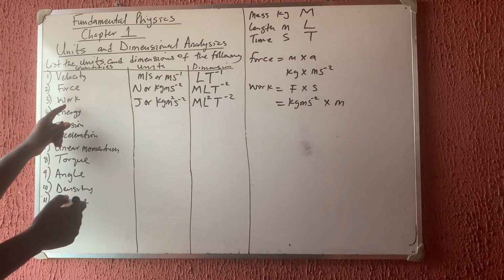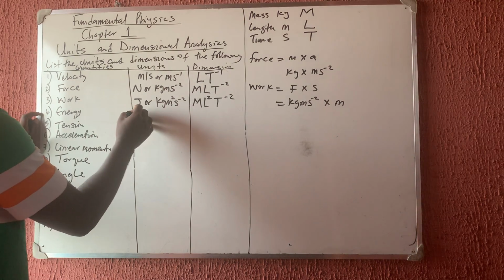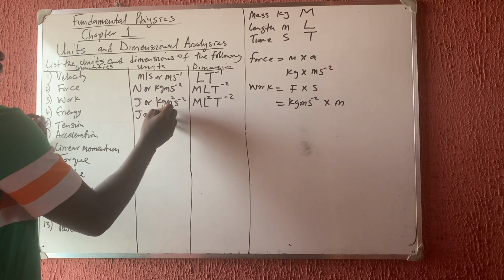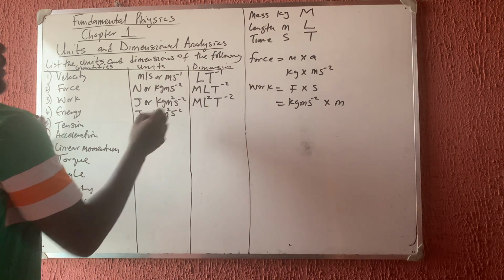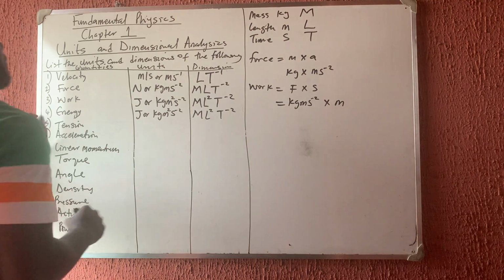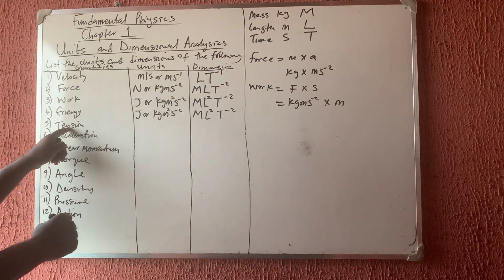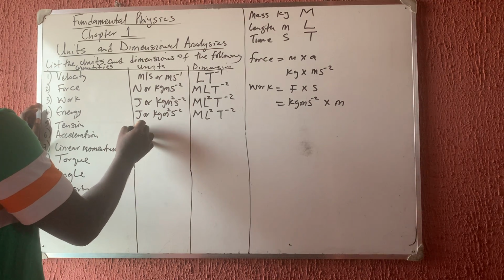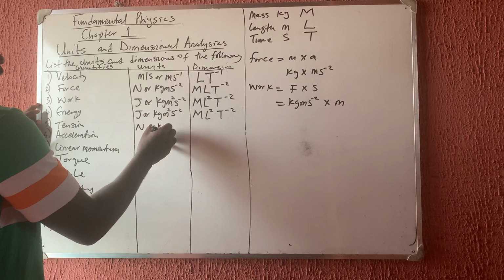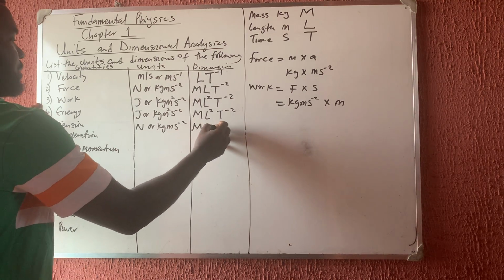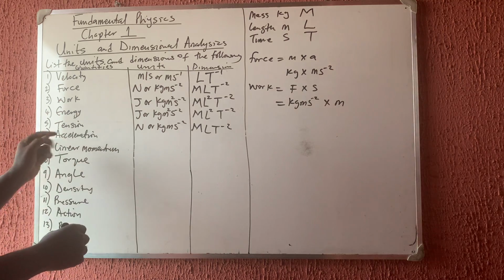Now, energy and work are the same thing. Energy is equally measured in joule, or you can measure it in kilogram meter square per second square, which is ML²T⁻². Right, so the next one is tension. Tension and force are the same thing. So I'm having Newton here, or kg meter per second square, which is MLT⁻².